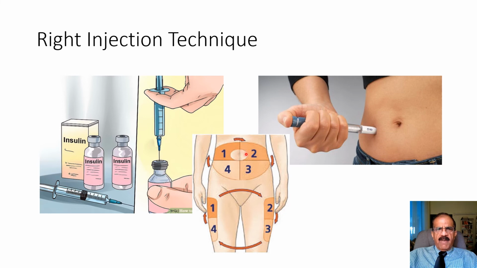Around this little part, the navel, should be avoided. I think we can inject on various parts and rotate them. You could also inject on the thighs and the arms, but the best is perhaps the abdomen. It is very convenient to inject, and you can expect more uniform insulin absorption from the abdominal wall.